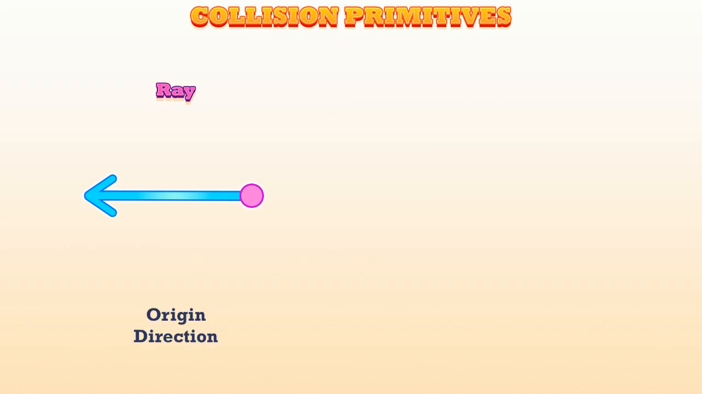We conclude the static tests with ray and oriented bounding box collision detection. A ray is a mathematical construct. It is represented with a point of origin and a vector for direction.